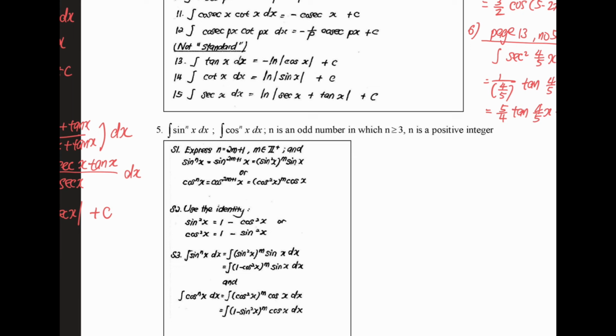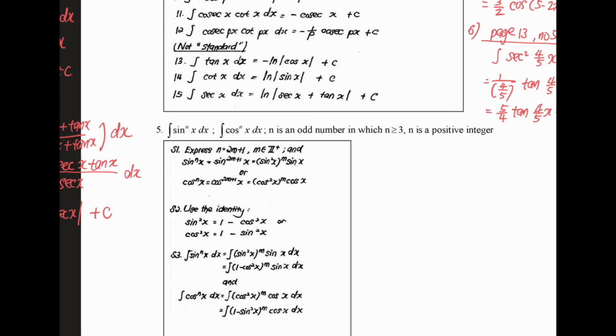Number 5. Integrate sine to the power of n x, and integrate cos to the power of n x, where n is an odd number more than or equal to 3, a positive integer. That means we have integration of sine power 3 or sine power 5, odd power.